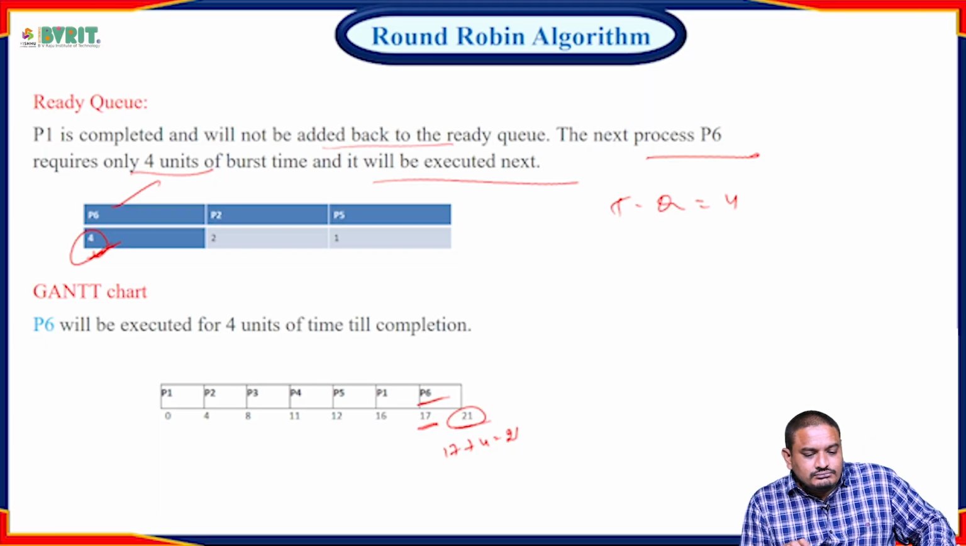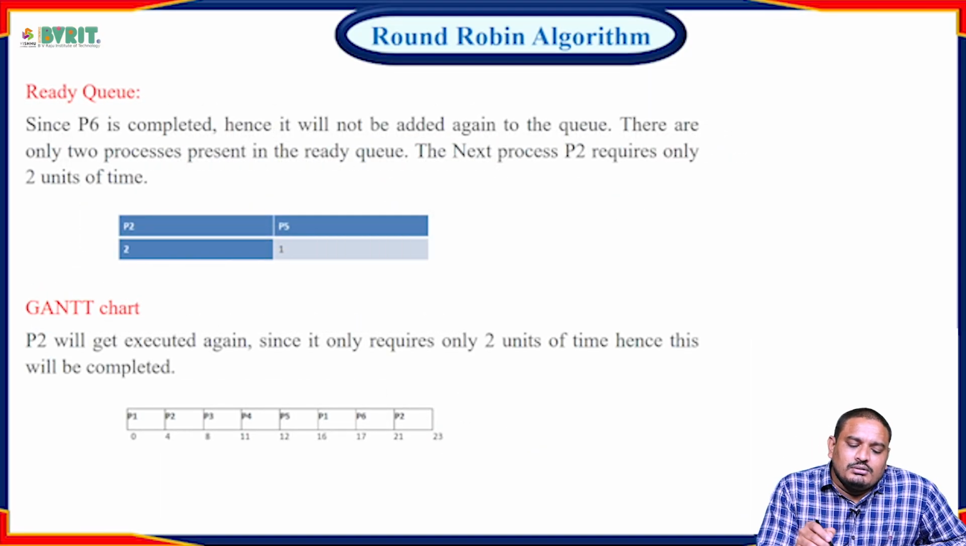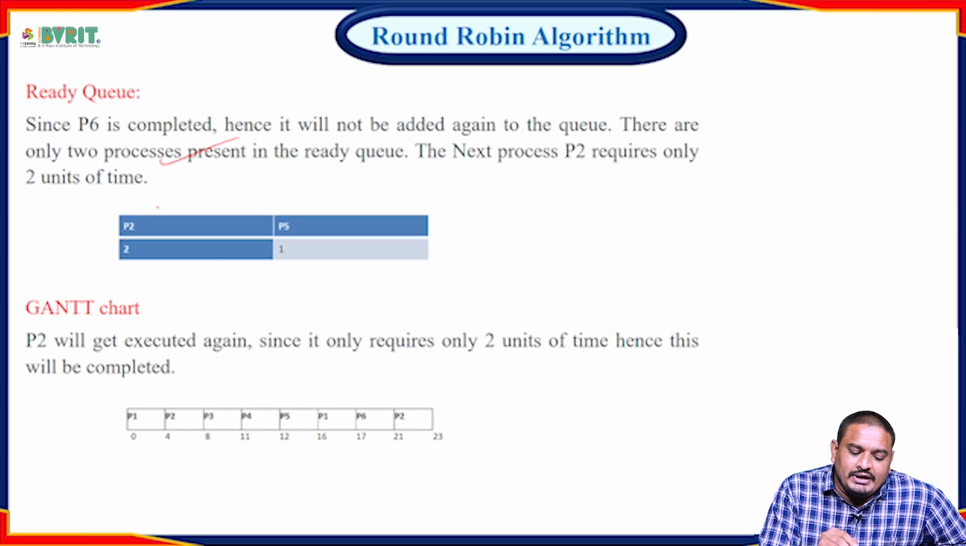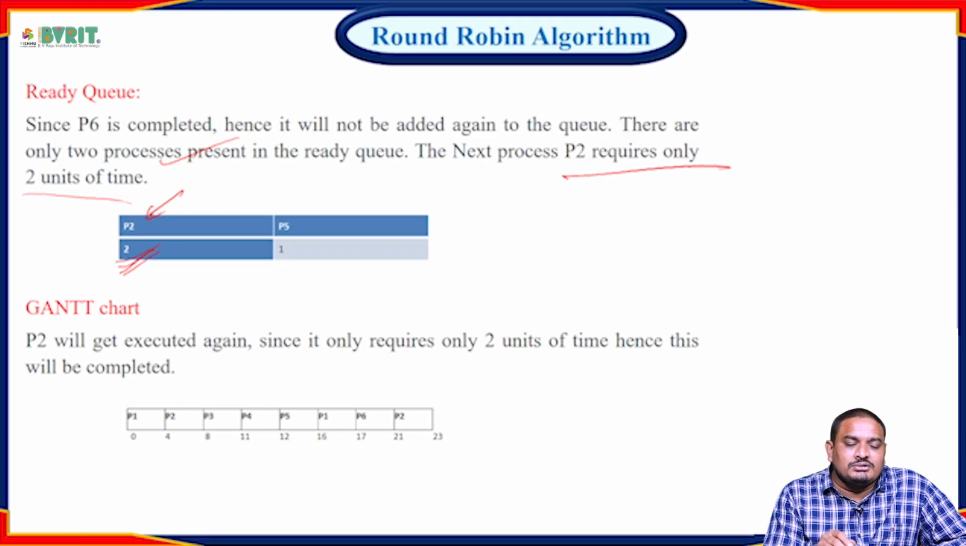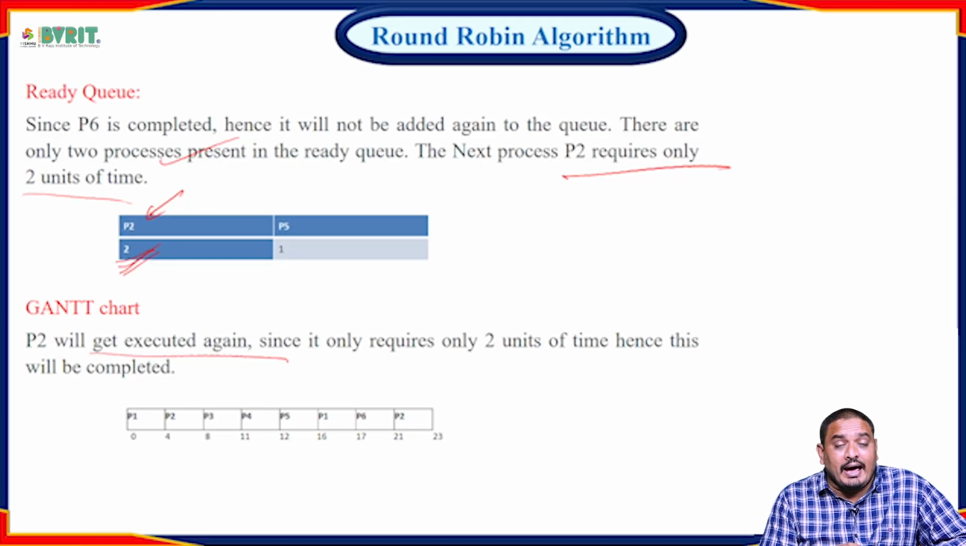Next, coming to the picture, the P2 process requires only 2 units. The 2 units mean the process P2 is completed. The P2 process is executing from the queue. Okay, we have to see this Gantt chart. P2 will be executed again with 2 units.